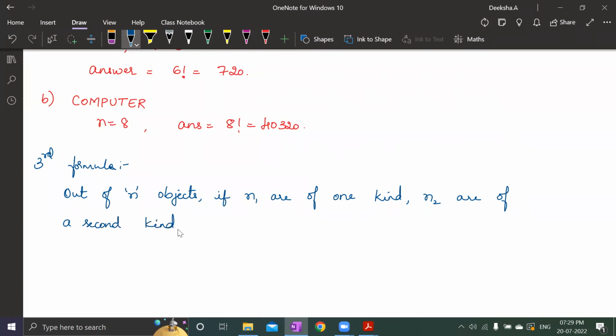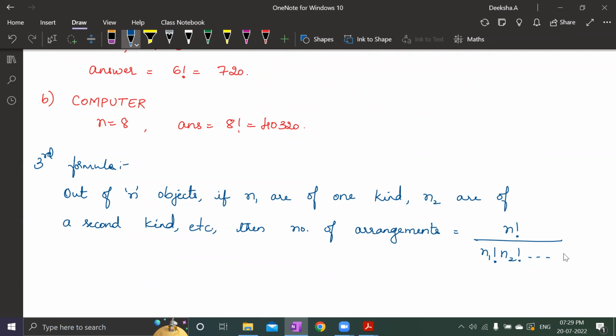Second kind, then the number of arrangements of all those n objects is equal to n factorial divided by n1 factorial into n2 factorial and so on. So if you have n objects and you have to arrange all the n objects, just like these words that we just did, Monday and computer, all the letters we rearranged, right?